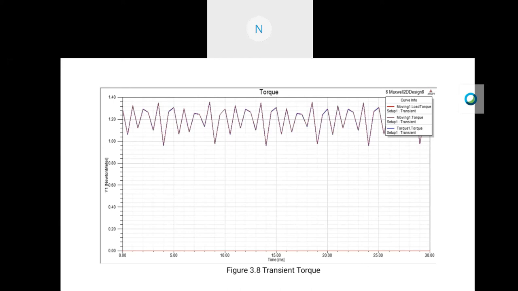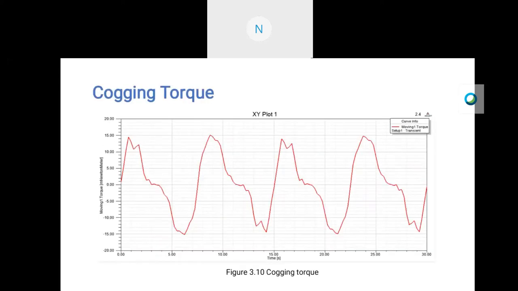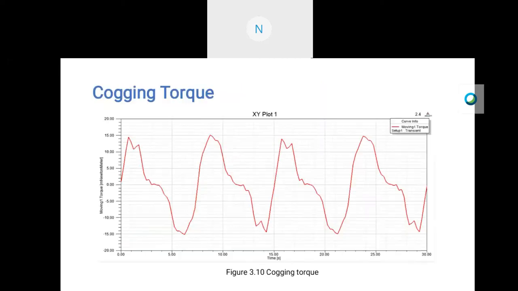Now comes the variation in torque with load angle. Here, this is the simulation. This is the torque 1.2 that we found in the simulation, and this is the torque variation with load angle. At 60 degrees, we are getting the highest torque, which is 2 newton meter on the curve, and full load is 1.2.